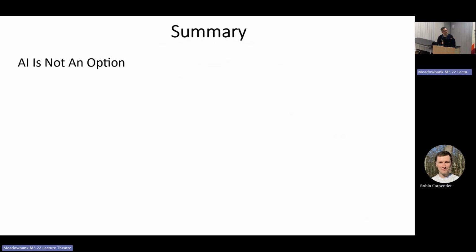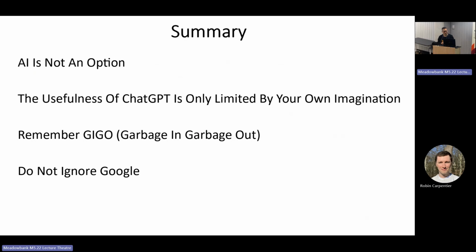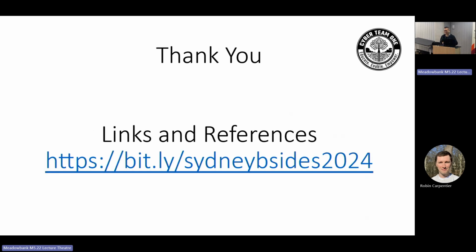Summary. We came across this earlier. As I mentioned earlier, AI is not an option. It's the future. You don't have a choice. The usefulness is limited to your imagination. Remember this one. And do not ignore Google. And of course, the difference between a basic prompt and an advanced prompt is always an academic paper. So if you want to be better at prompting, read an academic paper. Thank you. Here's the references.